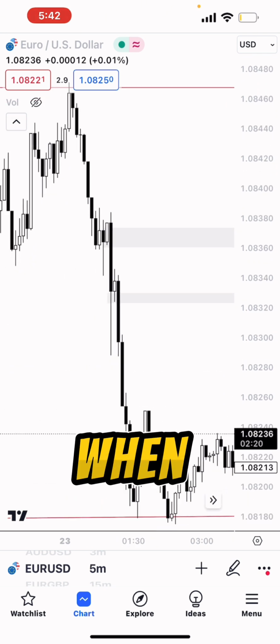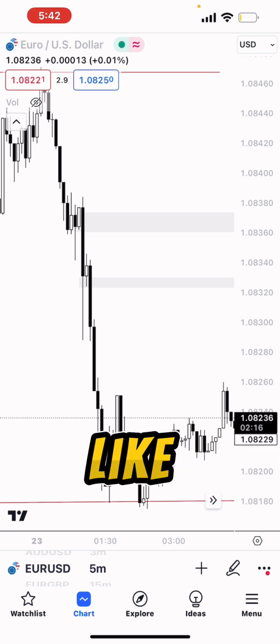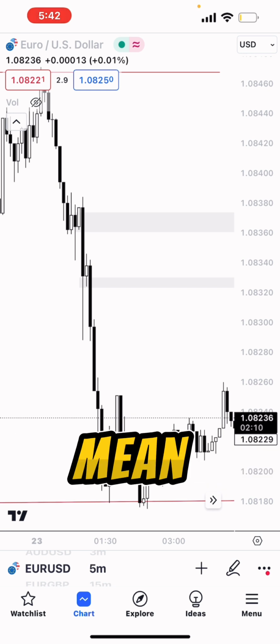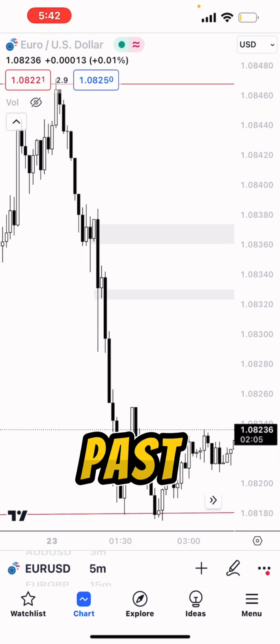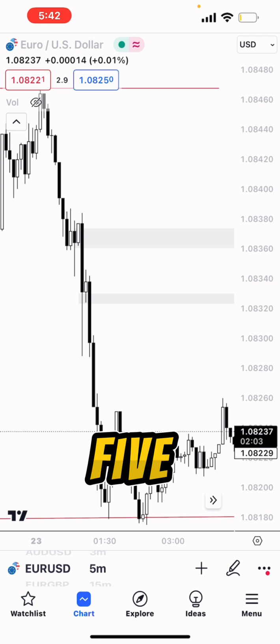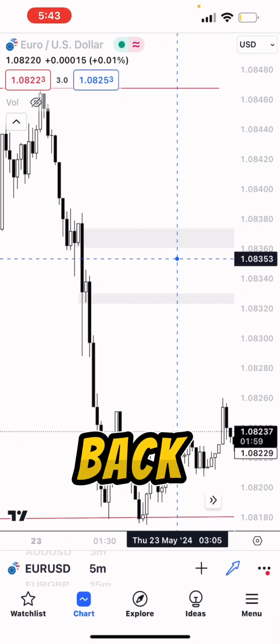gaps. So when there's high volatility and the market moves aggressively, like you see here with all these black candles, which are red candles really, and by aggressively, I mean going straight down or up. It went straight down here in the past, which was not too long ago since we're on the 5 minute. Because it went aggressively, it didn't have time to come back up.